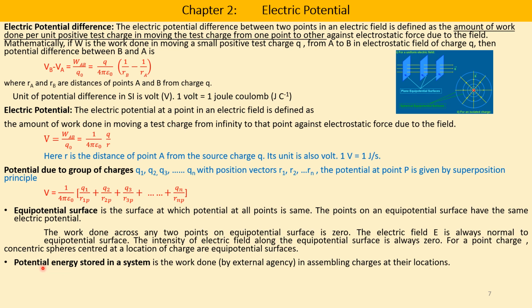Then there is another parameter called potential energy stored in a system. The potential energy stored in a system is the work done by the external agent in assembling the charges at their locations. So potential energy stored, represented by the letter U, is equal to work done W, which is equal to 1 over 4 pi epsilon naught Q1 Q2 divided by R12. Here R12 is the distance between Q1 and Q2.